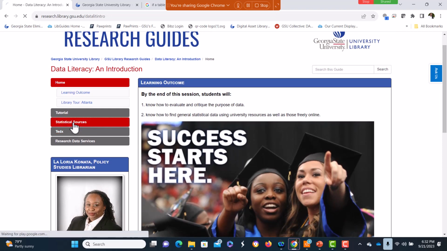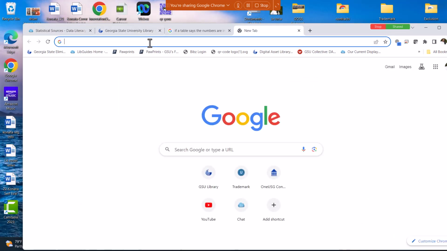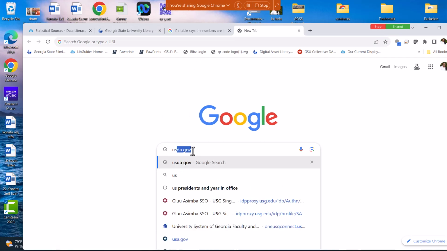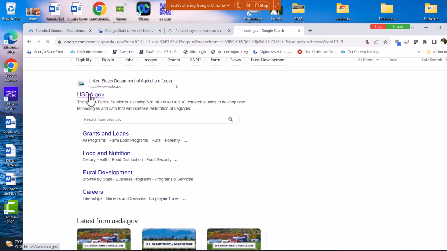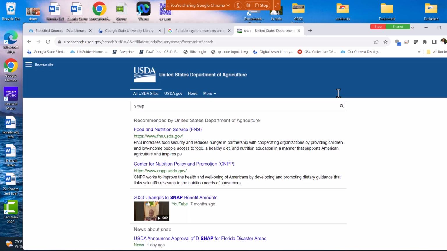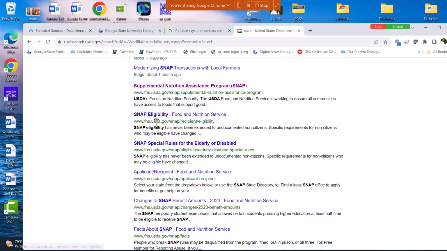So statistical sources, we have that. But as you said, let's go to the USDA website. Of course, any governmental website you can find is .gov. So I'm just going to make sure. We're going to go to that website and just type in SNAP. Of course, I looked at it so I know exactly where to go, but you would browse through that list.